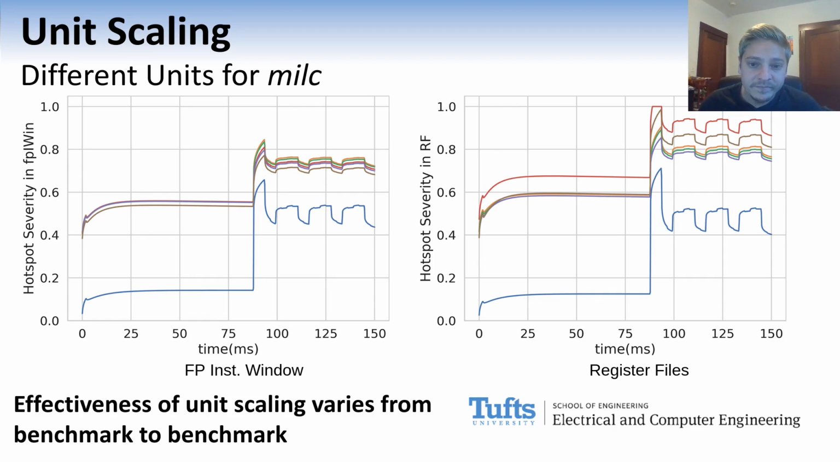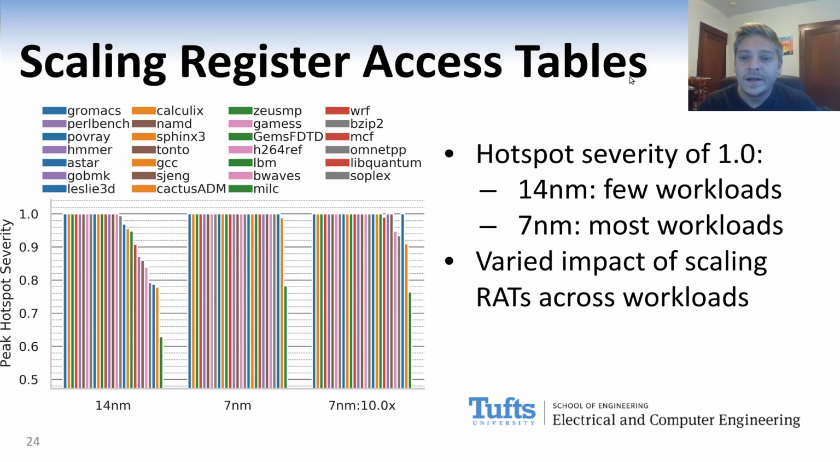Now that we've seen a zoomed in version of the data, I want to zoom out and look at the overall results. Here we're showing the effect of scaling another problem unit, the register access tables, for all of these workloads. On the Y scale is the peak hotspot severity. This left set of data points is for the 14 nanometer baseline. The first thing that I want to point out is that even for the 14 nanometer baseline, the hotspot severity reaches 1 in nearly half of our workloads, which means that the hotspot problem was already bad.